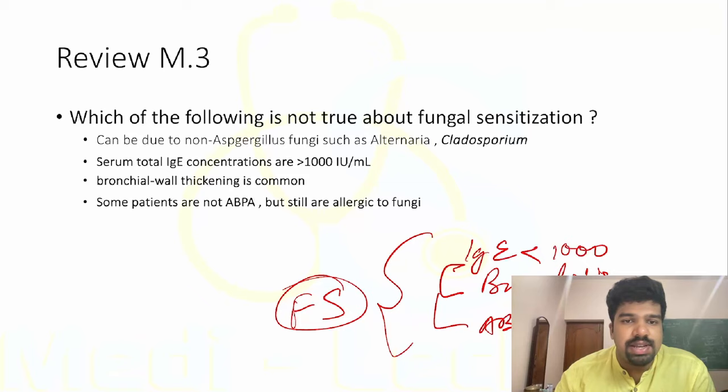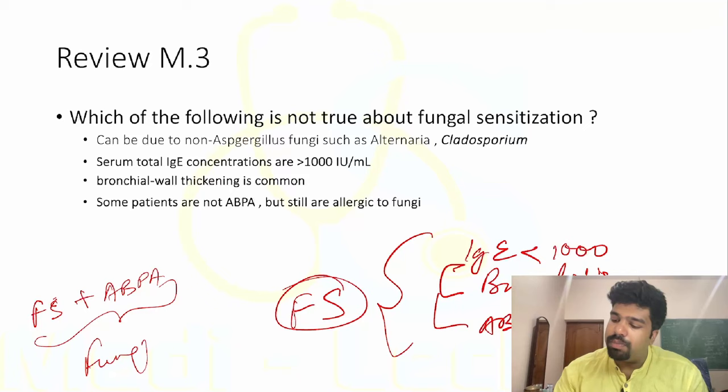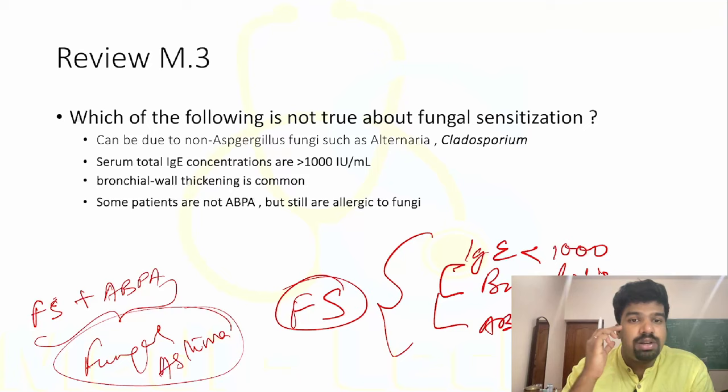Okay, so fungal sensitization with ABPA together is called fungal asthma. Now, fungal asthma is an important feature of aspergillus, but can also be present in Alternaria and Cladosporium.